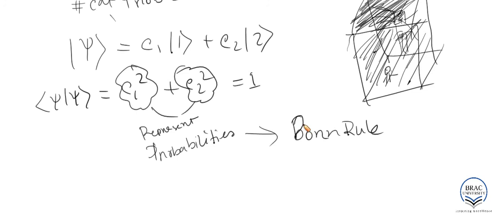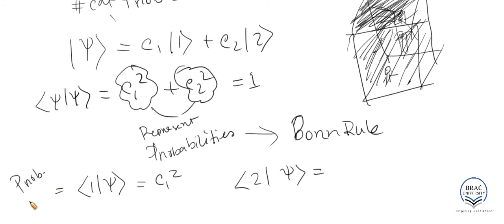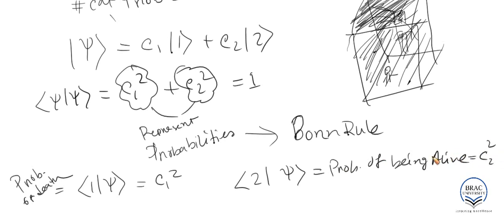So using this Born rule, C1 squared and C2 squared should represent the probabilities of the individual states. So if you want to know whether the cat is alive or dead, let's say I want the probability of the cat being dead, this will be just C1 squared. And the probability of being alive will be equal to C2 squared, right? And the sum of all the probabilities is 1.